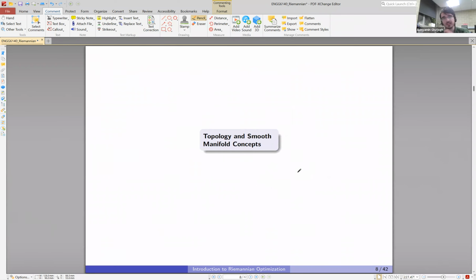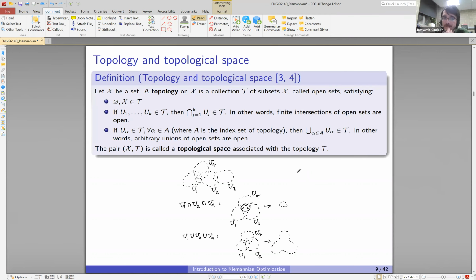Okay. Now let's talk about topology and smooth manifold concepts. These are some concepts which you can find in differential geometry and algebraic topology. Okay. Topology and topological space. Let's define them. You can take a look at references 3 and 4.